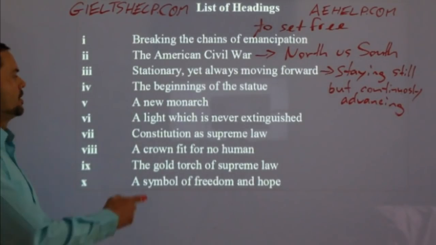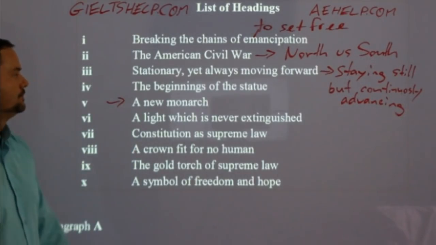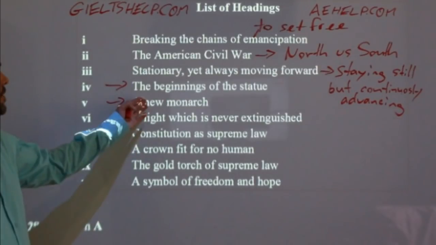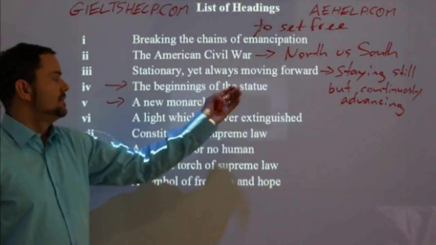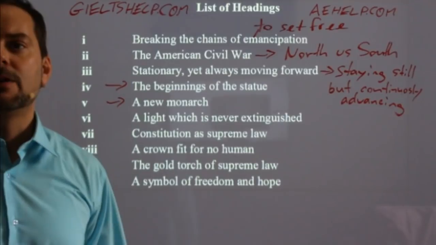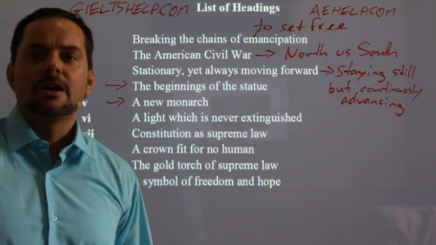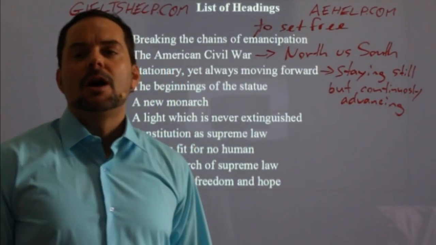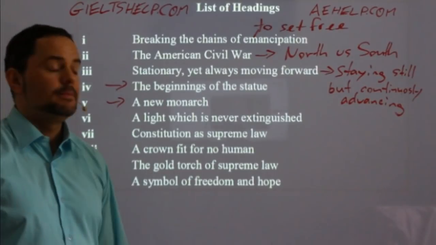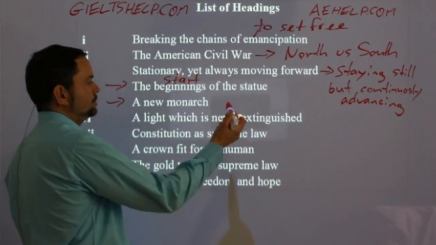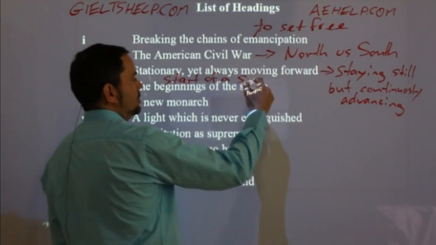A new monarch. How can I paraphrase that? The beginnings of the statue. How can I paraphrase that? So what's another way to say the beginnings of the statue or a new monarch? How can I say that? Okay, Kyber, good. So Kyber says the elementary of the sculpture. Sculpture is good. Elementary, Kyber, is maybe not the best. So beginnings, keep it simple. Start of a sculpture or of the sculpture.